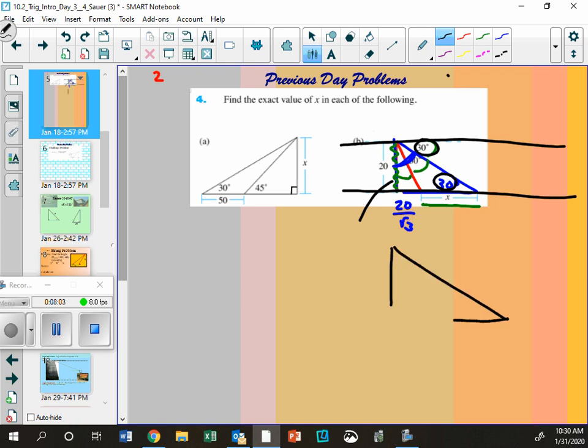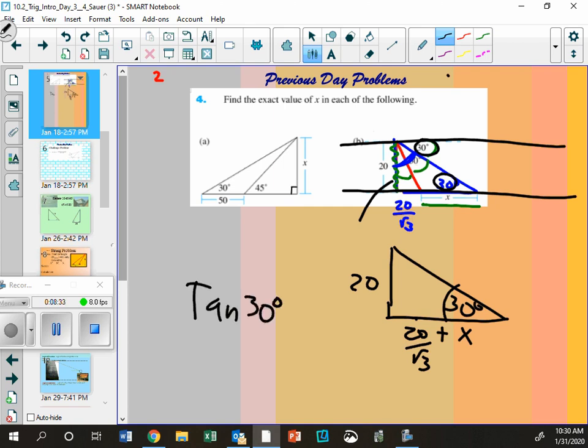So now I'm going to focus in on the bigger right triangle. And it's got a 30 here, and it's got a 20 here. 20 length instead of 30 degrees. And then this, I know part of it, and I'm going to call it x plus 20 over root 3. Oh, sorry, 20 over root 3 plus x. Reverse those. And now, tangent of 30 is equal to 20 over, ooh, this is gross, 20 over root 3 plus x. And tangent of 30, I know, it's 1 over square root of 3.